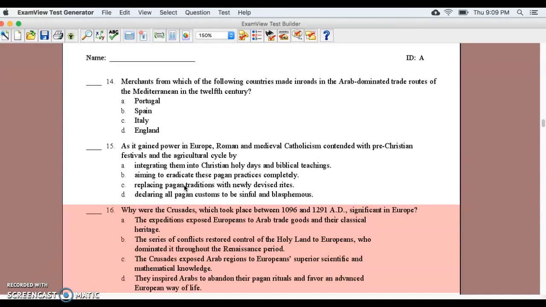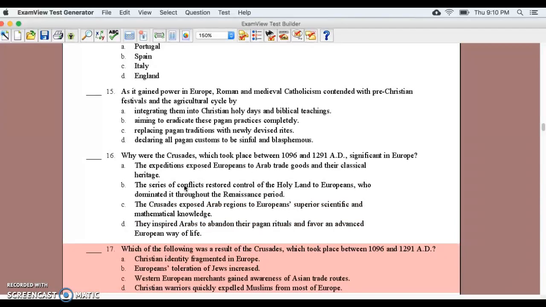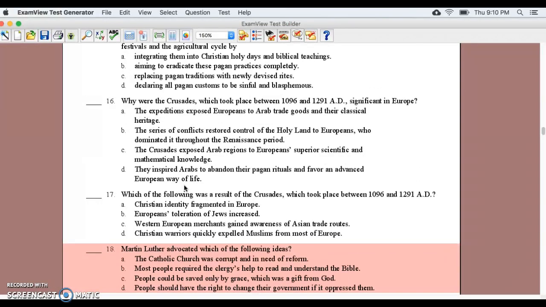You paid minuscule amounts for it in Asia, and you can charge Europeans who need that salt and that pepper and spices to flavor their food. Upcharge them. It's early business practices. They were perfecting them back then, and that sparked a whole cause and effect chain of events. Which of the following was a result of the Crusades? In kind of a similar question along the same vein: Martin Luther advocated which of the following ideas?